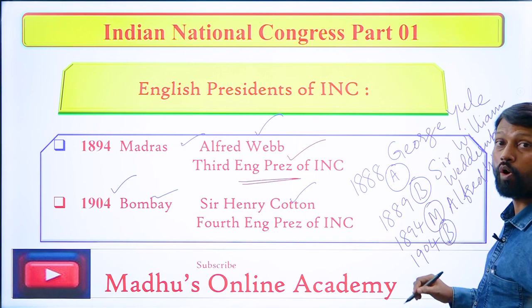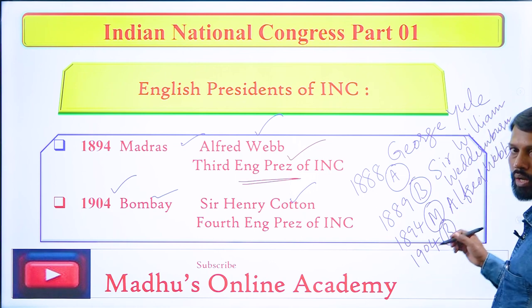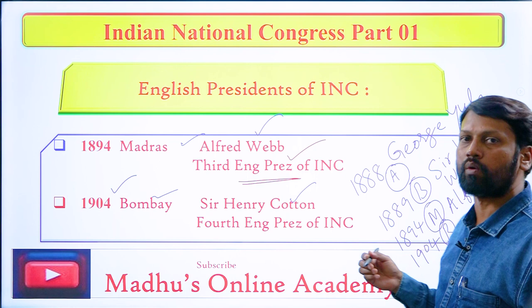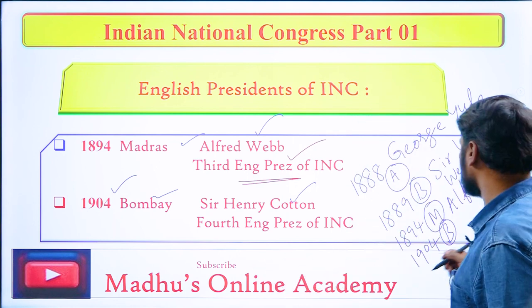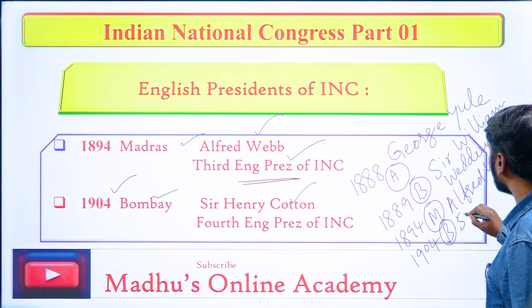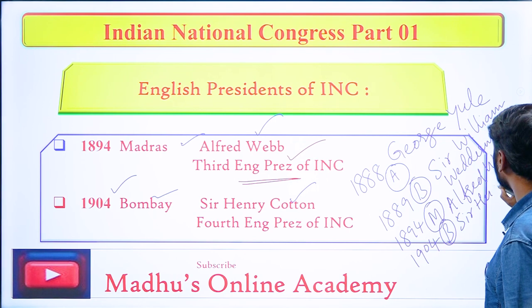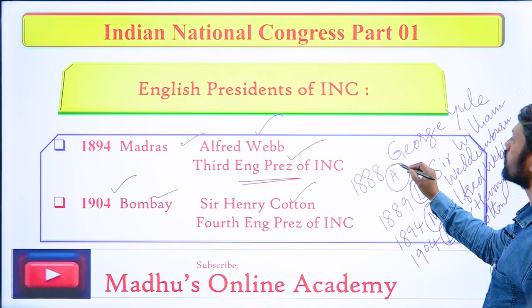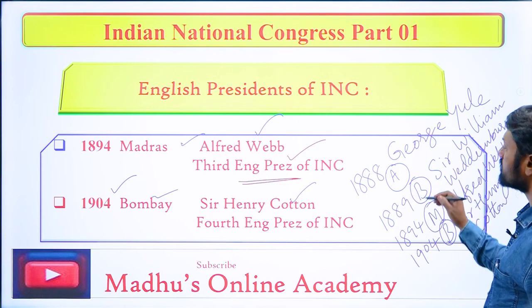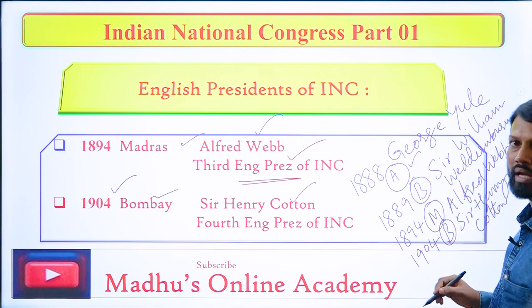And here, the fourth English president was Sir Henry Cotton. We are only concentrating on the English presidents of INC sessions. So George Yule was the first English president of INC session, which was held at Allahabad in the year 1888.